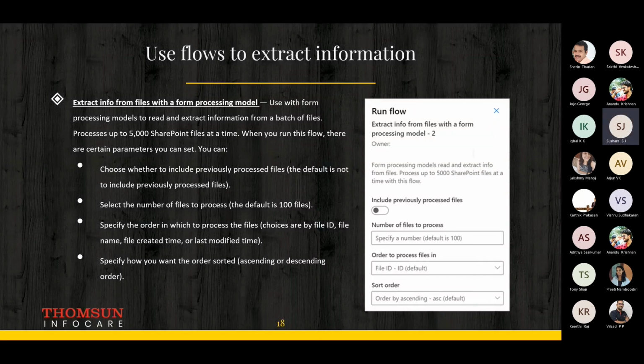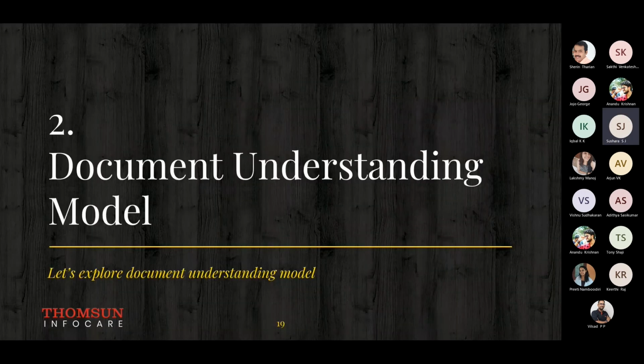The next one is extracting information from a file. Unlike the other one, we can process up to 5,000 SharePoint files at a time. When you run this flow, there are certain parameters that you can set: choose whether to include previously processed files, select the number of files to process, and specify the order in which we process the files, how you want them sorted. And that's how you work with the first type of model, which is the form processing model.